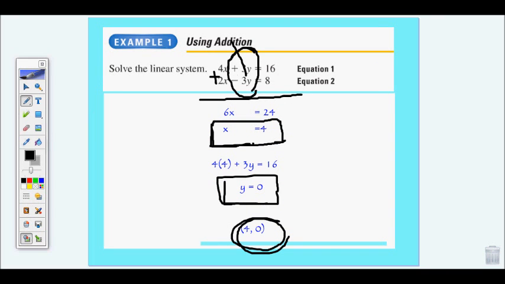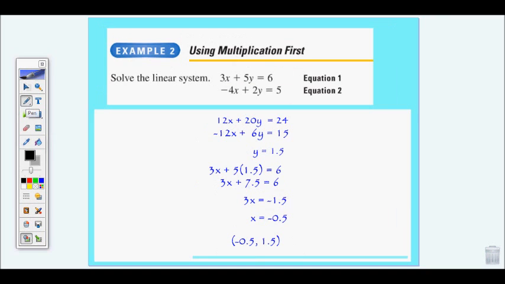Let me go back here. It looks like I had one other. Let's see if there was a note here I wanted to pull up. Nope, I don't know why we have another blue line down there. Okay, going to the next example then.